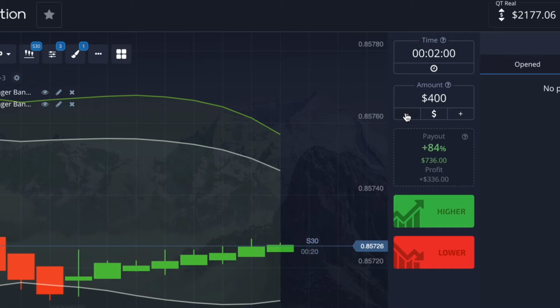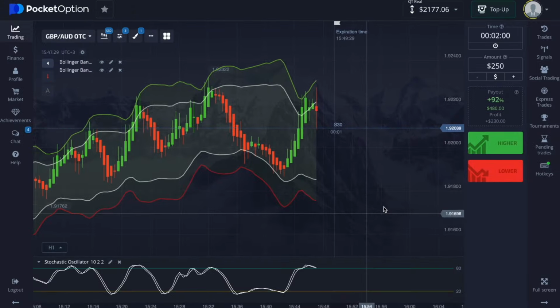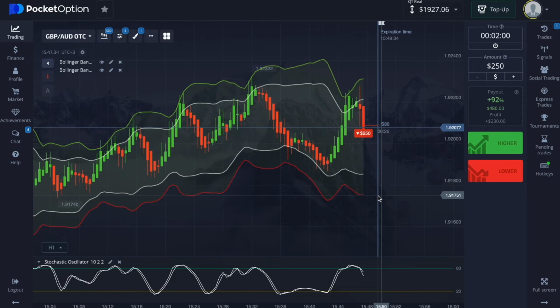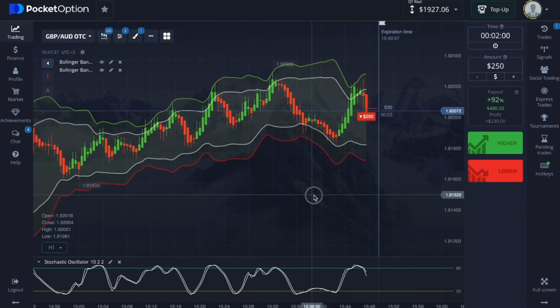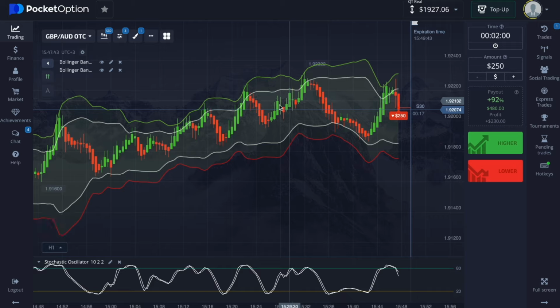Next, I'll reduce the trade amount and start working with this amount again. To do this, I need to find a suitable currency pair. I identify a suitable situation and open a downward trade with an amount of $250 also for 2 minutes. Let's carefully examine the chart. The candles are constantly changing, forming a zigzag pattern which is characteristic of an active currency pair.